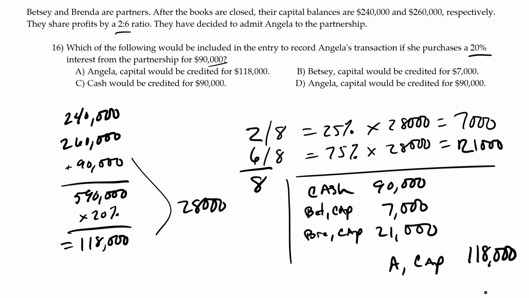Let's see then what the right answer is. Angela's capital would be credited for 118. Yes, that's correct. Cash would be credited. No, cash is debited. Both Betsy's capital is again debited, not credited, and that last one's wrong. So A is the right answer. Angela's capital would be credited for 118,000.